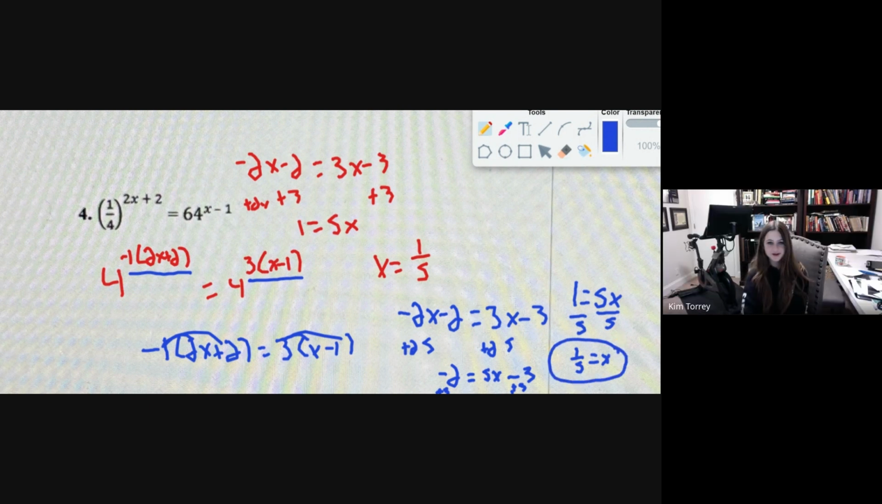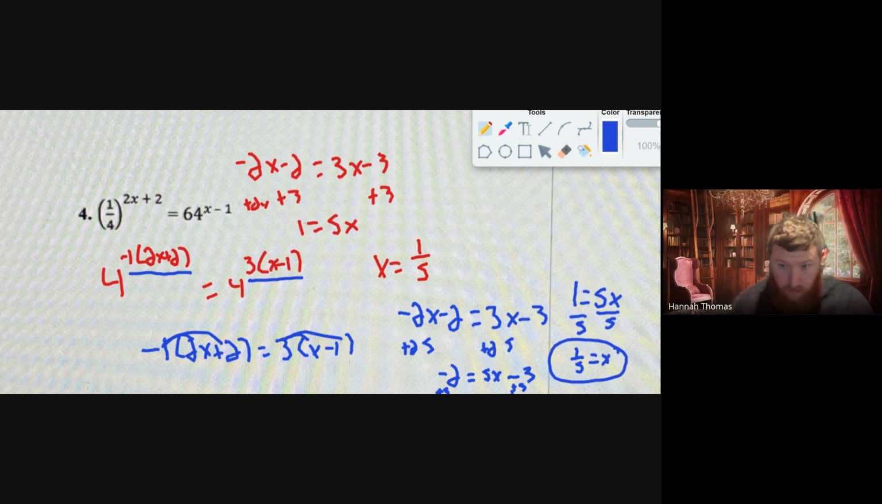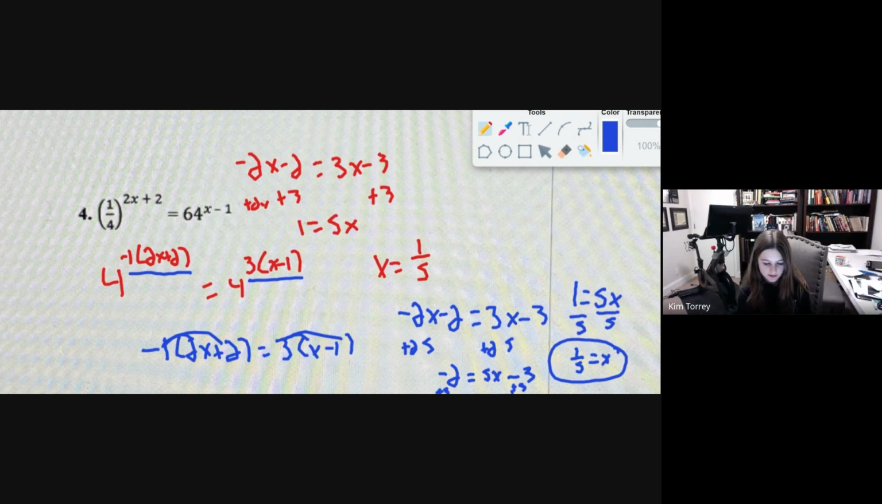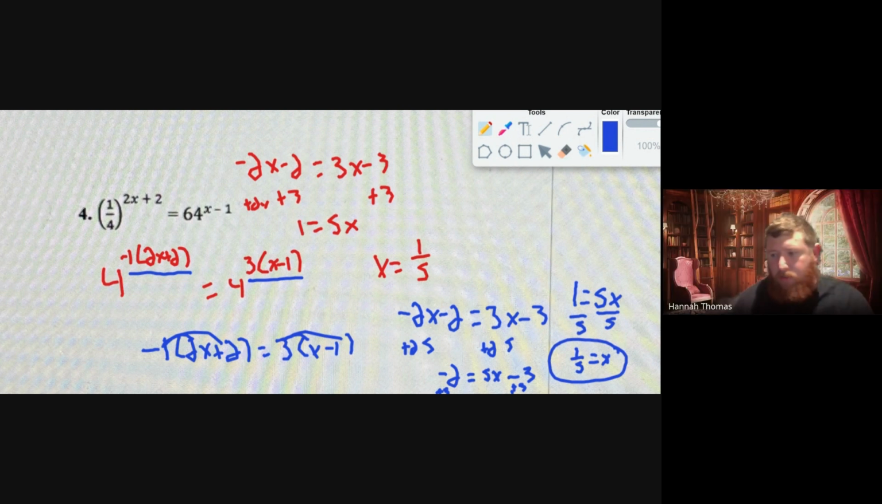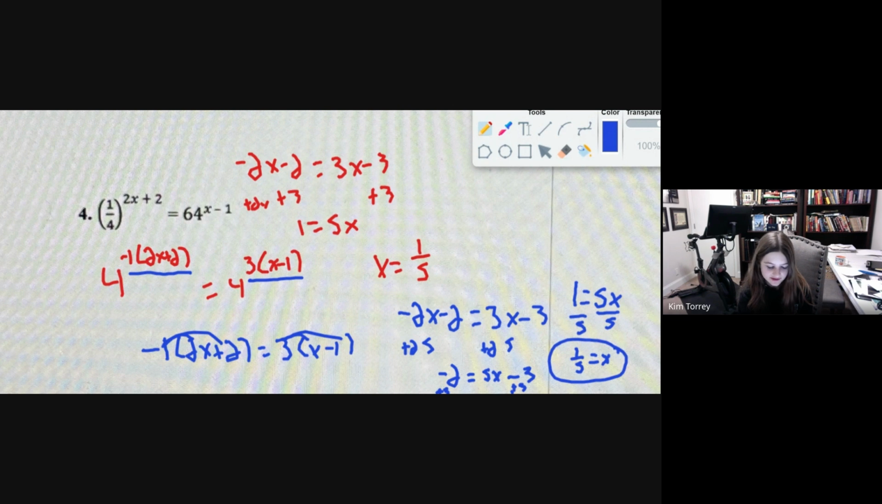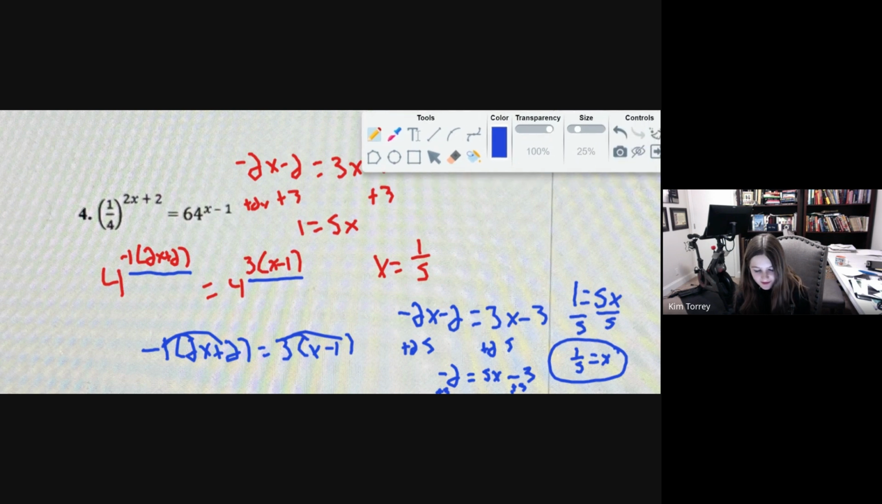Wait, okay. So I have that too. Because I have the negative 2x minus 2 equals 3x minus 3. And then I added the 2x. So then that would be... Oh, wait, I wonder if I was multiplying somehow. I think you did multiply. Sometimes everything just blurs together. No, it happens. Okay. Yeah.